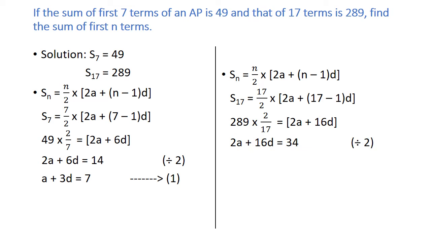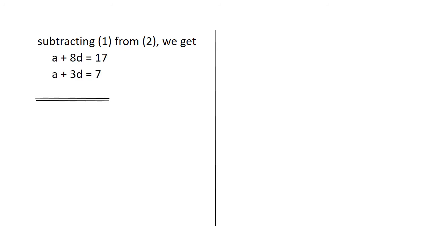Once again we can divide by 2, so the final equation will be a + 8d = 17. We follow the same steps as we did for equation 1. So now we have two equations. Let us solve both the equations. Subtracting equation 1 from equation 2, first of all we'll write equation 2, then we'll write equation 1, and signs will change. Plus numbers will become minus numbers.